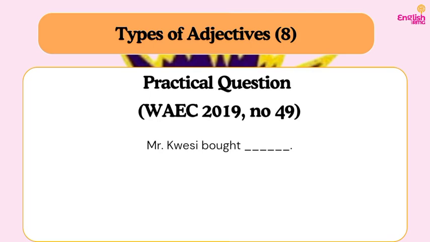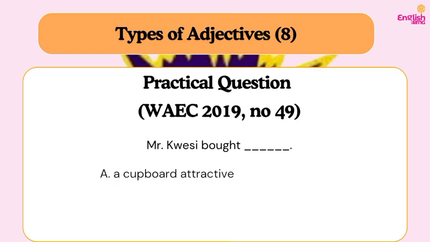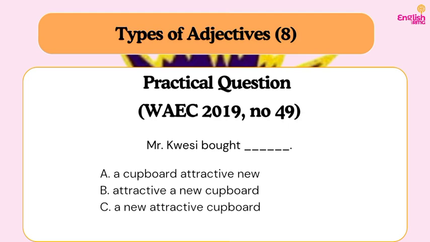So we have another question from number 49, 2019 WAEC past question. Mr. Kwesi bought dash. Mr. Kwesi bought dash. So now let's look at the options for us to see how to arrange our adjective. We have A, a cupboard attractive new. B, attractive a new cupboard. C, a new attractive cupboard. D, an attractive new cupboard.